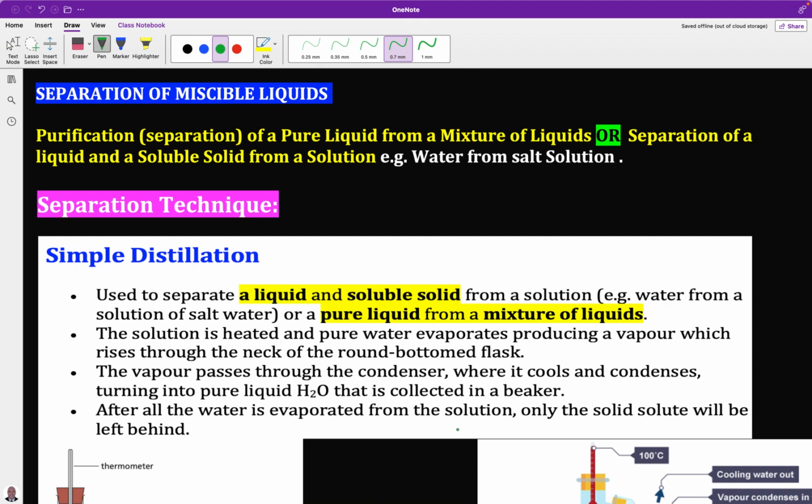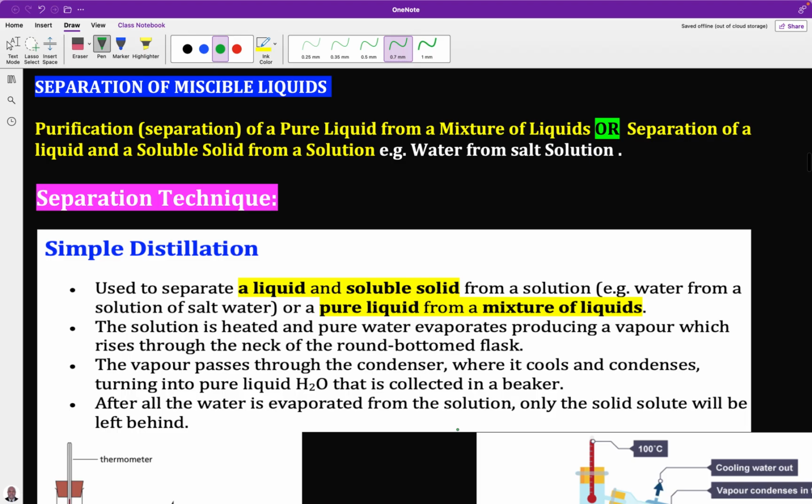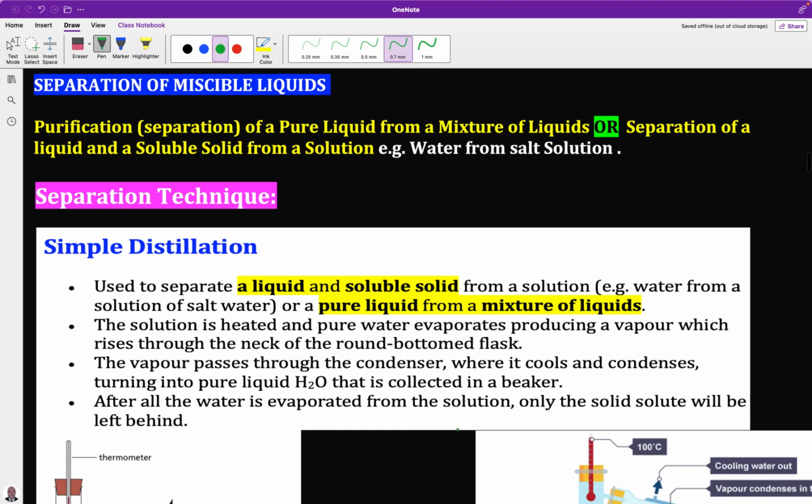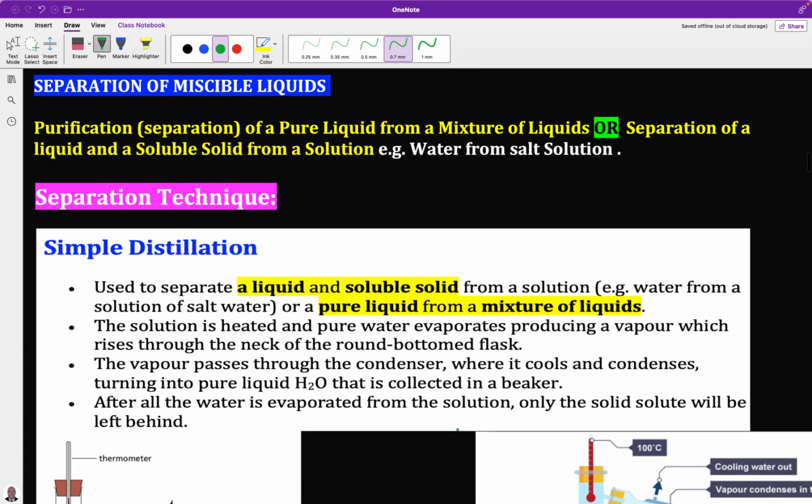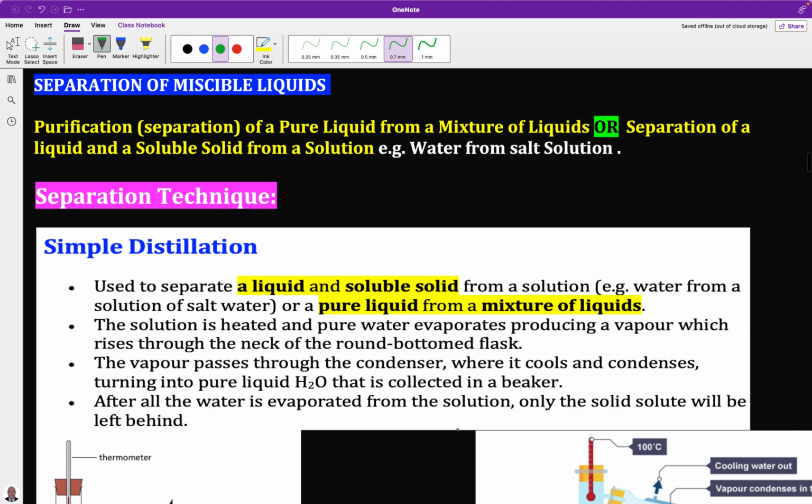Distillation. The simple distillation method is used to separate a liquid and a soluble solid from a solution. Our example was separating water from a solution of salt water. The solution is heated and the pure water evaporates, producing vapor. The vapor rises through the neck of the round bottom flask.